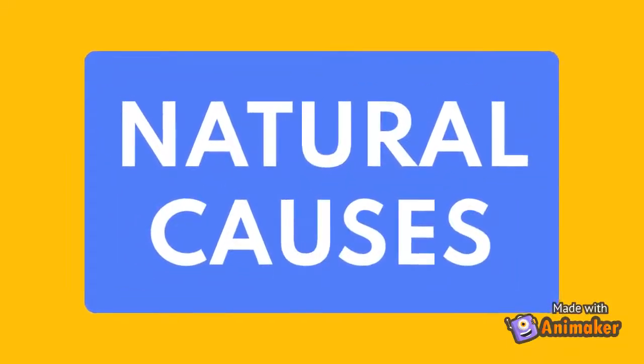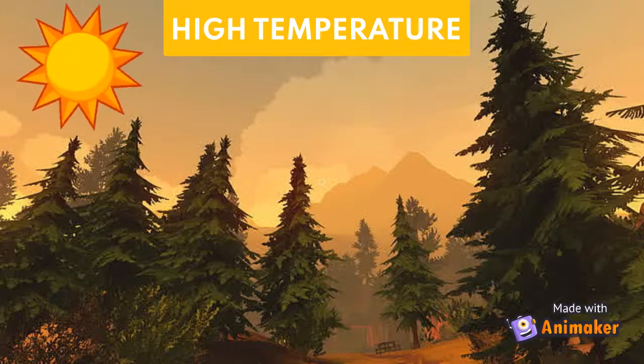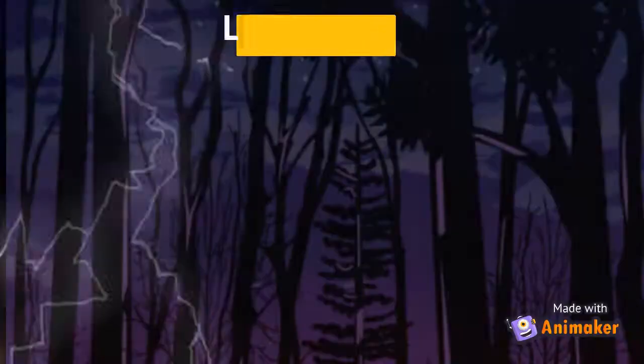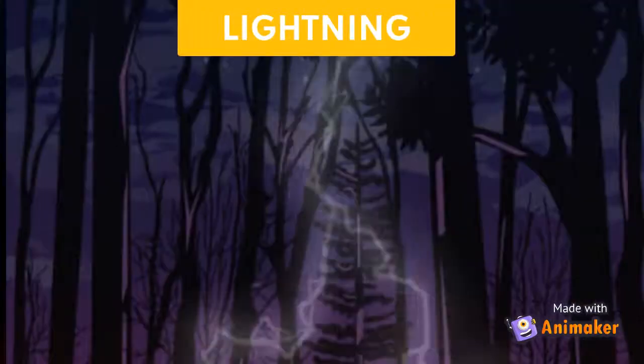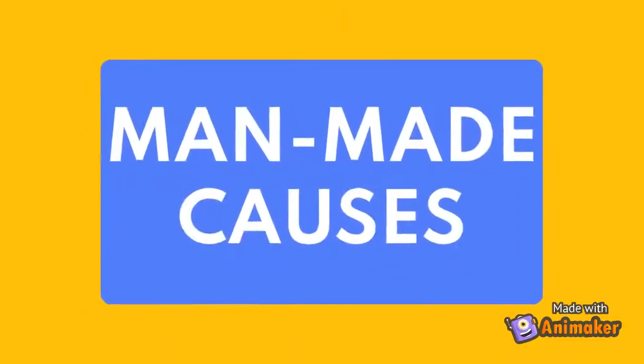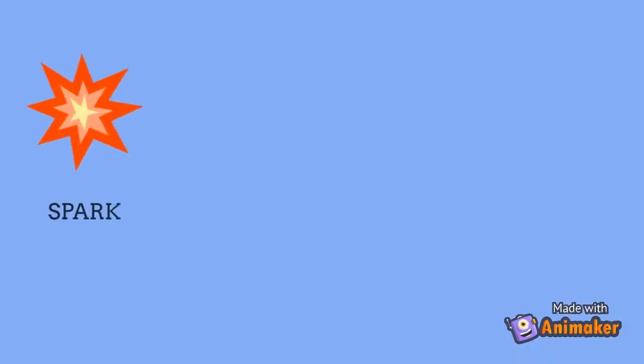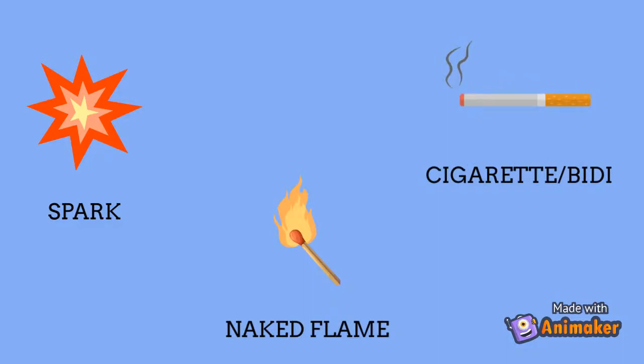Fires are used to maintain the ecosystem's health. It is caused in 2 ways, natural and man-made. Let's have a look at some of the natural causes first. Events such as high temperature, low humidity, and lightning are some of the natural ways. Now let us see some of the man-made causes. Electric spark, naked flame, cigarette or bidi or any source of ignition falls under the man-made ways.